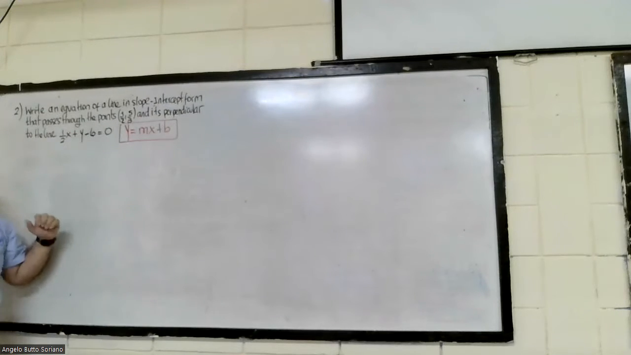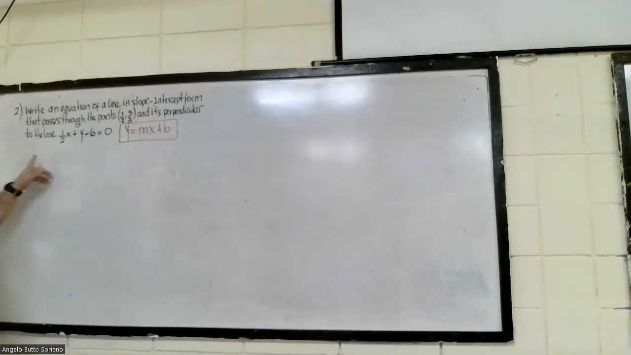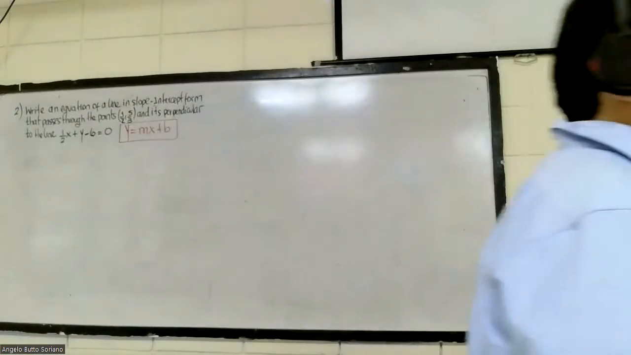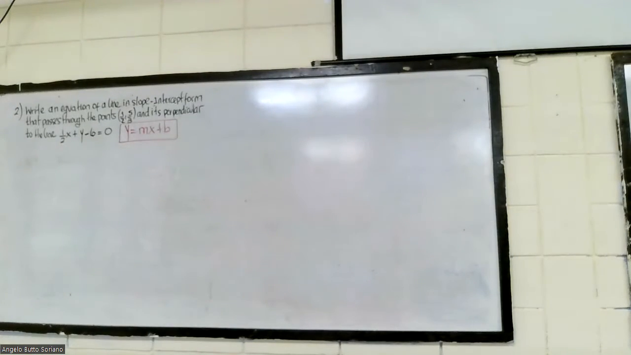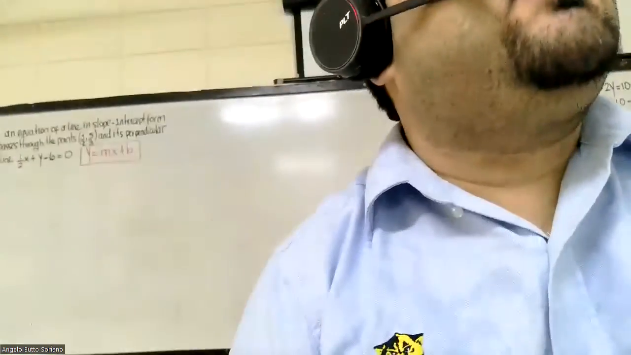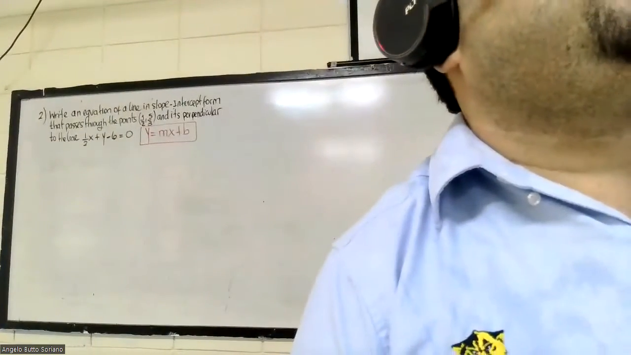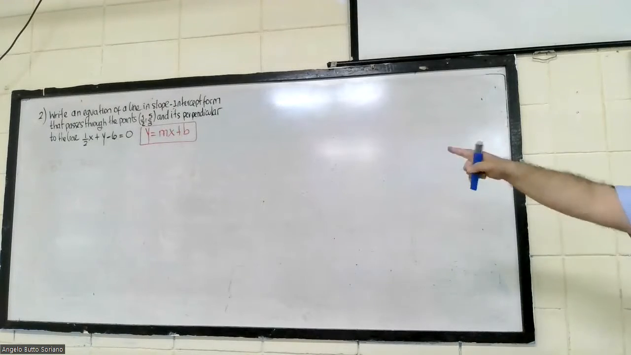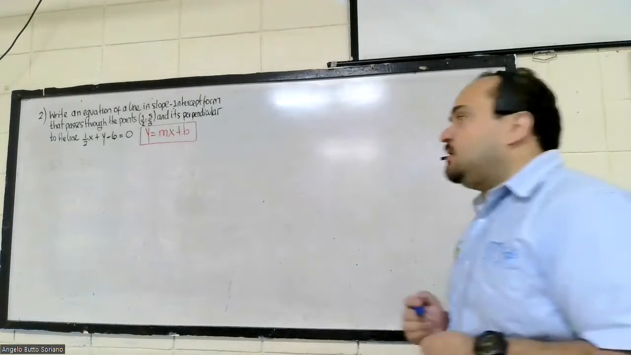point 1/2, comma 5/3, and that's supposed to be perpendicular to the line 1/2 x plus y minus 6 equals 0. What do we have to do? All right. First of all, because we don't know the slope of the new line, the first thing we must do is rewrite that given equation, written in general form, into y-intercept form. In simple words, we must solve for y in the second equation.